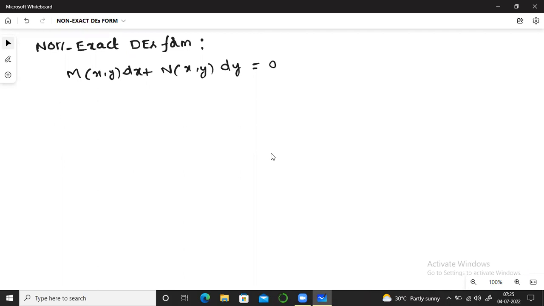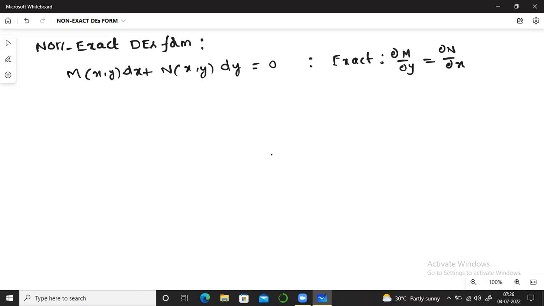So far we have seen, under method 7, the exact differential equation form. The equation given in the question looks the same in both cases, whether it is exact or non-exact: M dx plus N dy is equal to 0, where M and N are functions of x comma y. In order to be an exact differential equation, we calculate dou M over dou y and dou N over dou x. If both are equal, then it is automatically an exact differential equation.